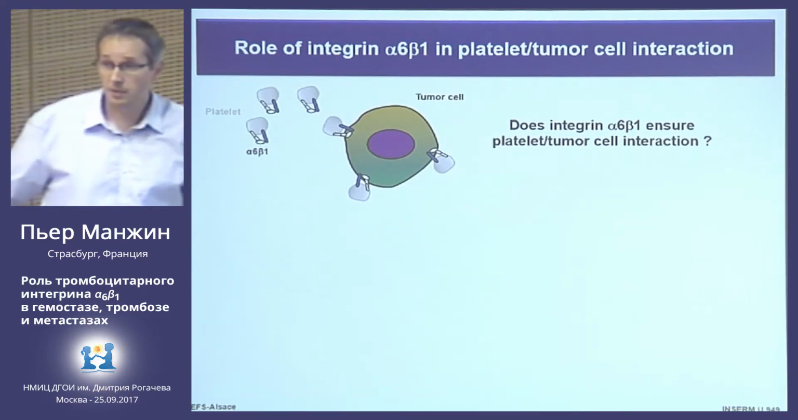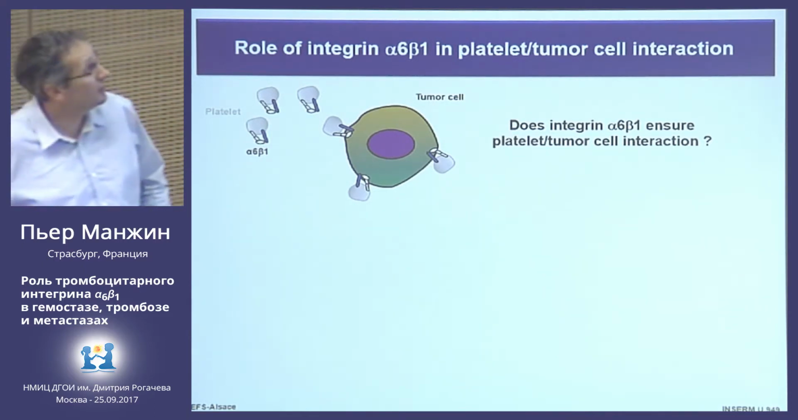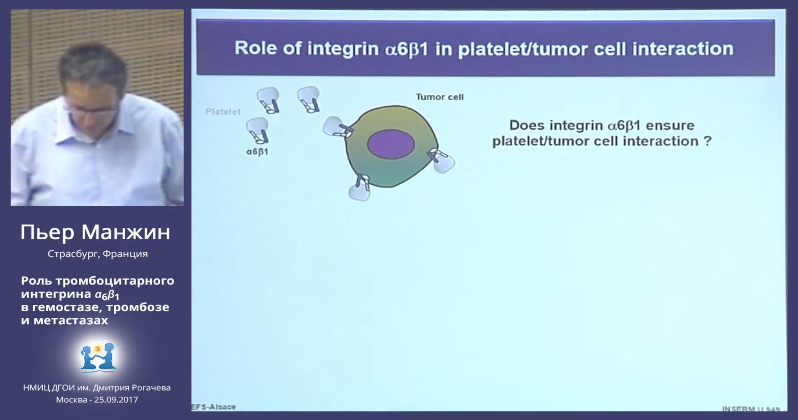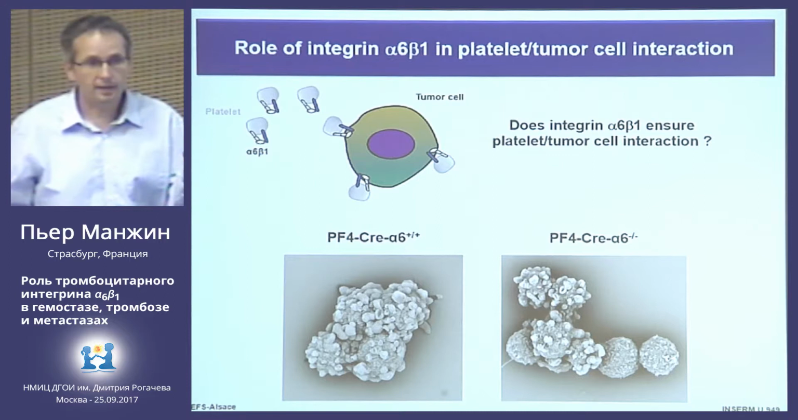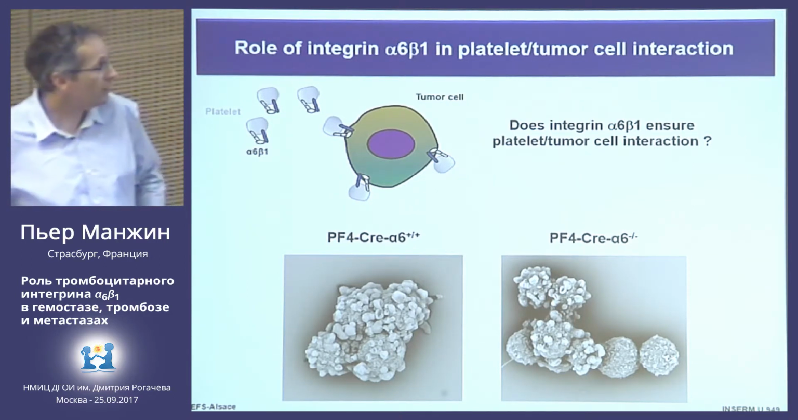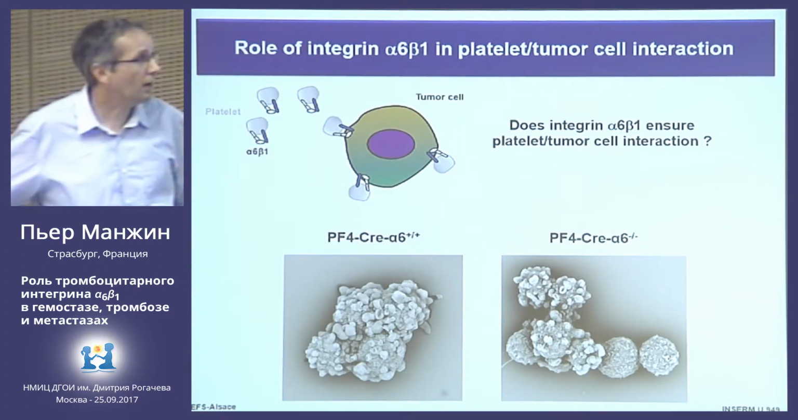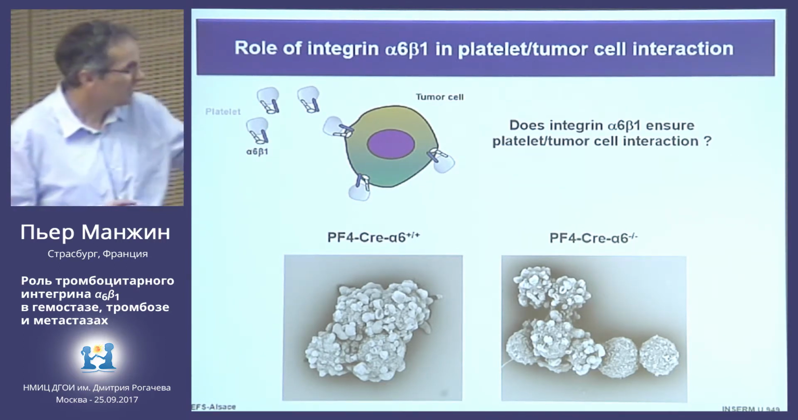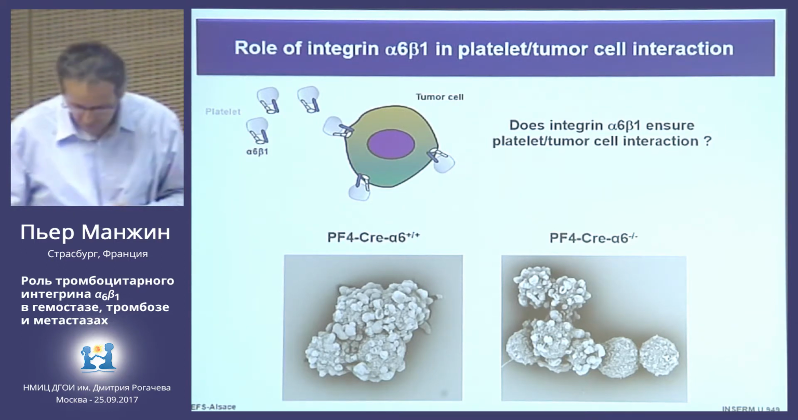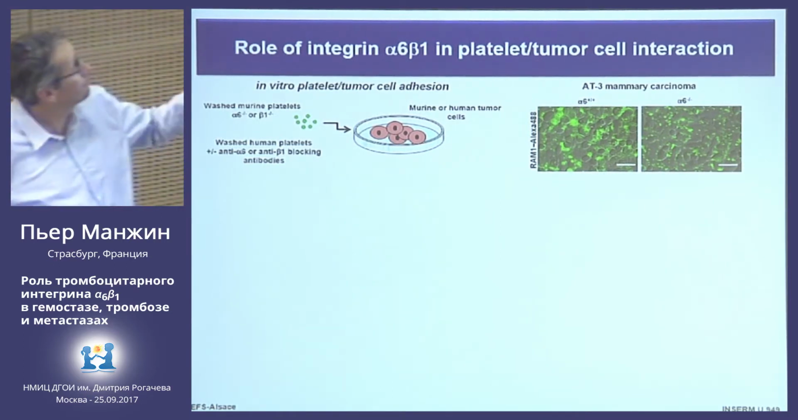Obviously, α6β1 is an integrin, a surface receptor, that could be involved in the platelet tumor cell interaction. This was the hypothesis. So what we did is we used tumor cells, isolated platelets, let them interact, and these are SEM images on the left side. You can see many platelets interacting with the tumor cells, and when we used α6 deficient platelets, we observed less interaction.